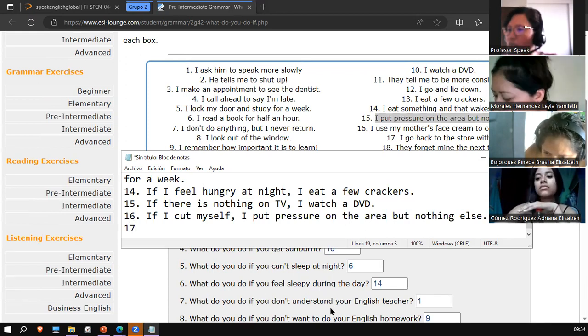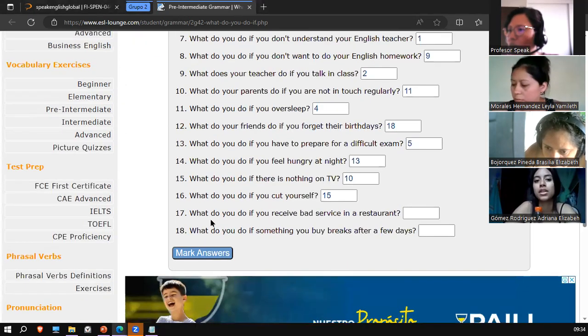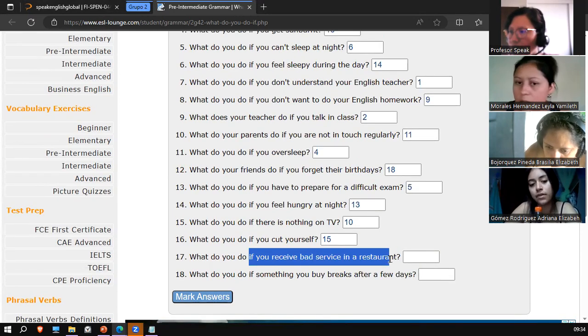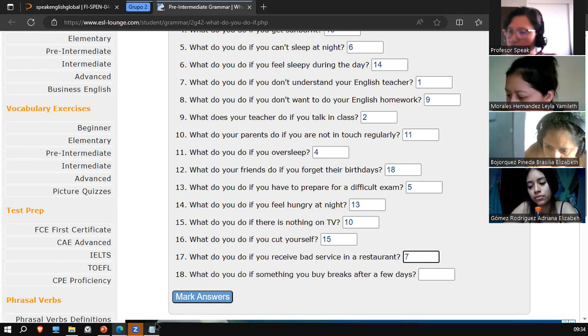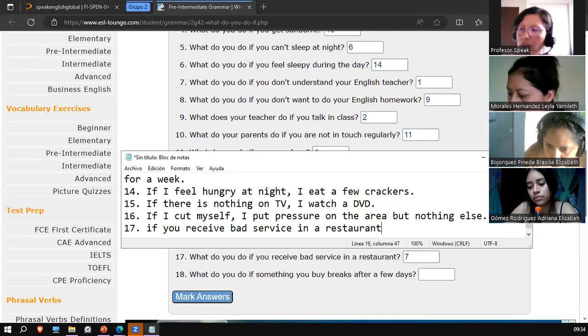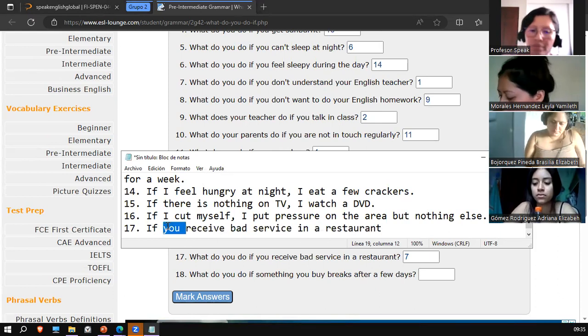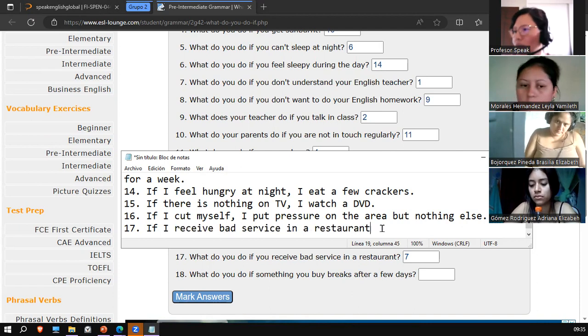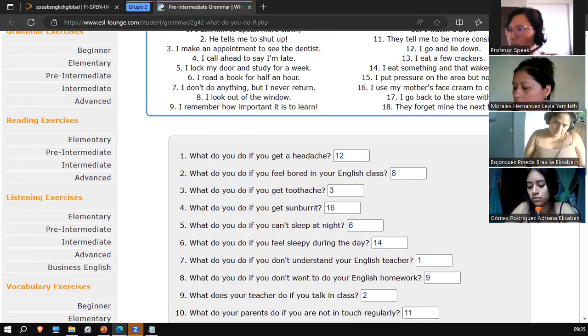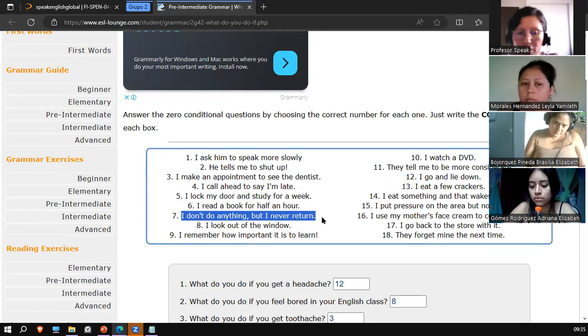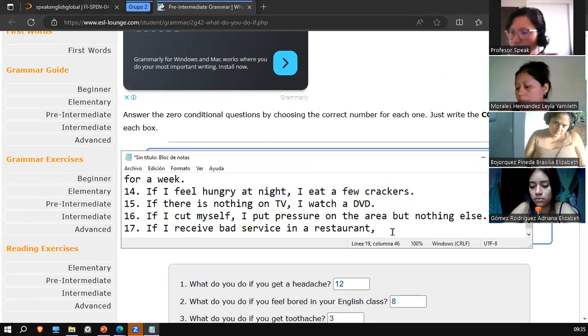What about number 17, guys? What do you do if you receive bad service in a restaurant? Number 7, okay? Let's go here, 17, right? If I receive bad service in a restaurant, comma, number 7, I don't do anything, but I never return, right?